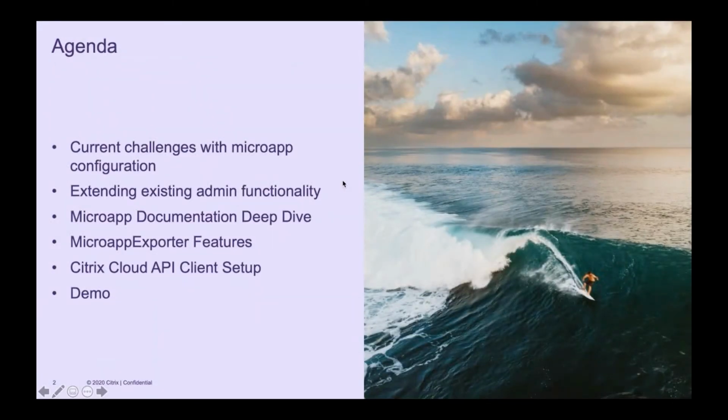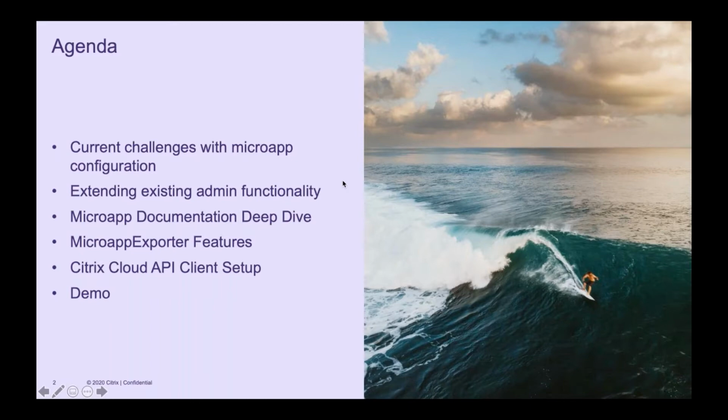First, let's take a look at what's coming up in the agenda. We'll first talk about the current challenges with Microapp configuration. Then we'll take a look at the existing functionality of the MicroappExporter app. And then we'll take a look at the Microapp documentation deep dive. From there, we'll take a look at some of the key MicroappExporter features. We'll talk about the Citrix Cloud API client setup, which is a prerequisite before using the MicroappExporter app. And then we'll have a demo where we'll take a walkthrough of the MicroappExporter app and the documentation feature.